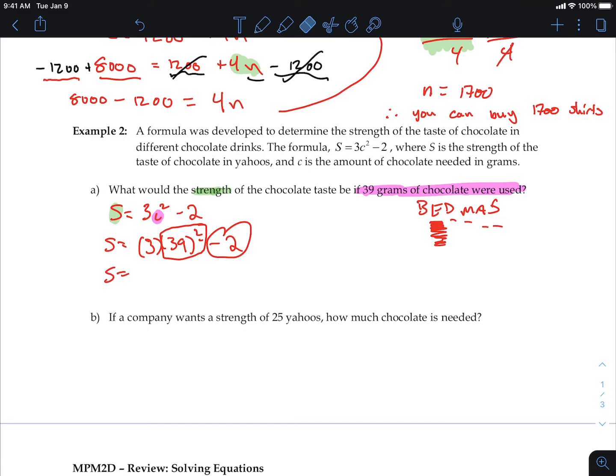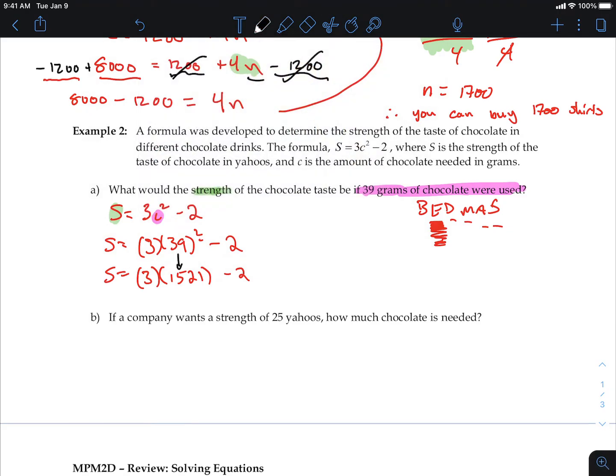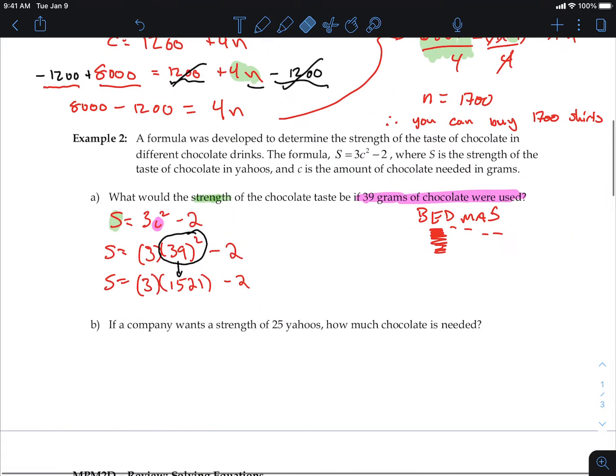So let's take care. So what's 39 squared? That's a big number. So it's 3 times. Okay. That number is from 39 squared. Try to keep track of stuff for you guys here. Okay. And now you just do that. Now it's a calculator. 3 times 1521 should be some number. Good. Minus 2.